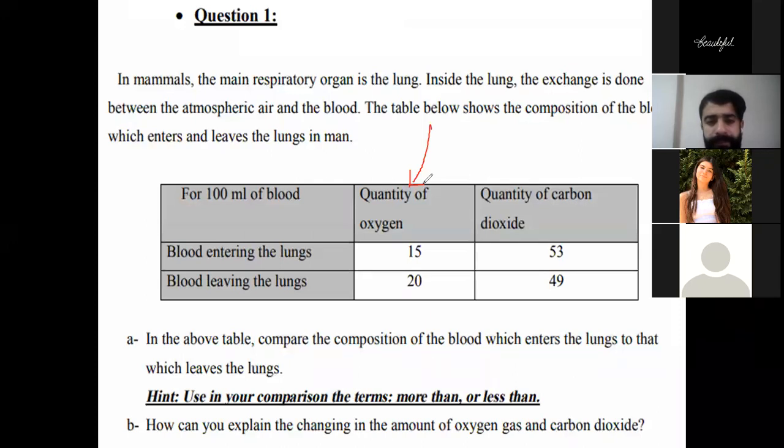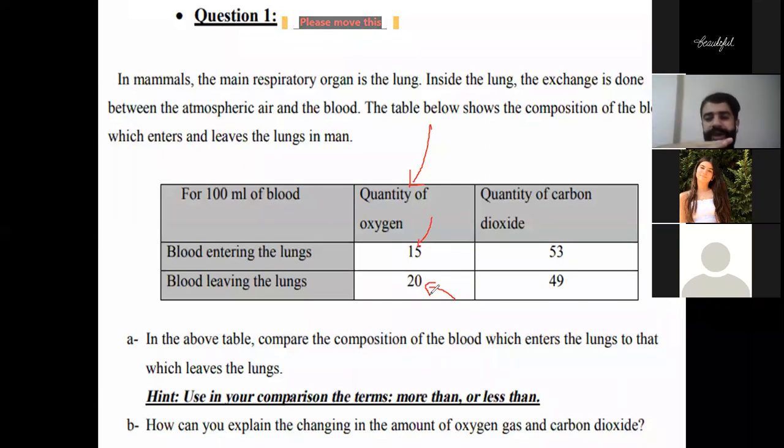The quantity of oxygen in the blood entering the lungs was 15. 15 what? Milliliter. Excellent. Which is more than or less than the blood leaving the lungs? It's 15 here and it's 20. So it's less than. Less than what, ya Zahra? Less than the blood leaving the lungs, which is 20 milliliter. Wait a minute. Excellent. You started very good.